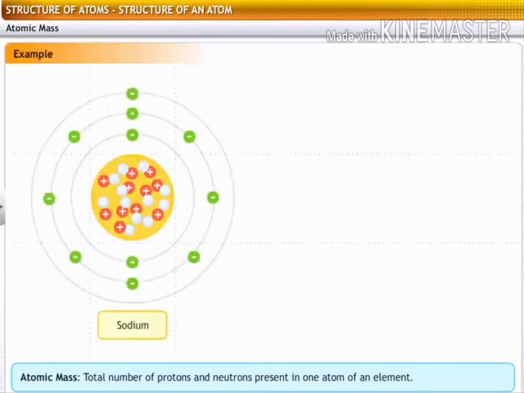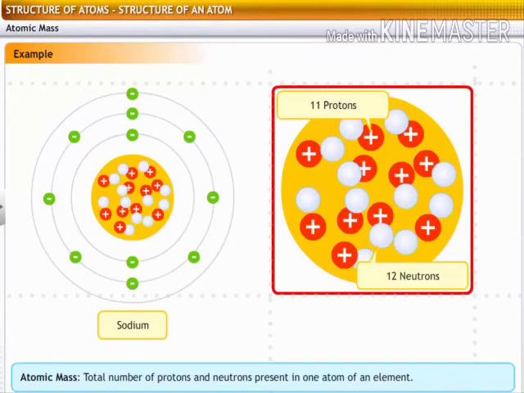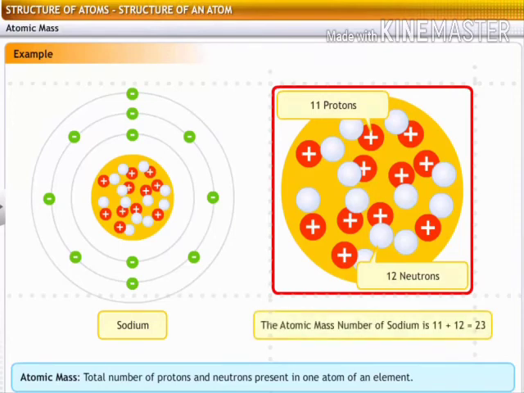For example, one atom of sodium contains 11 protons and 12 neutrons. So, the mass number of sodium is 11 plus 12 equals 23. The mass number is denoted by the letter A.